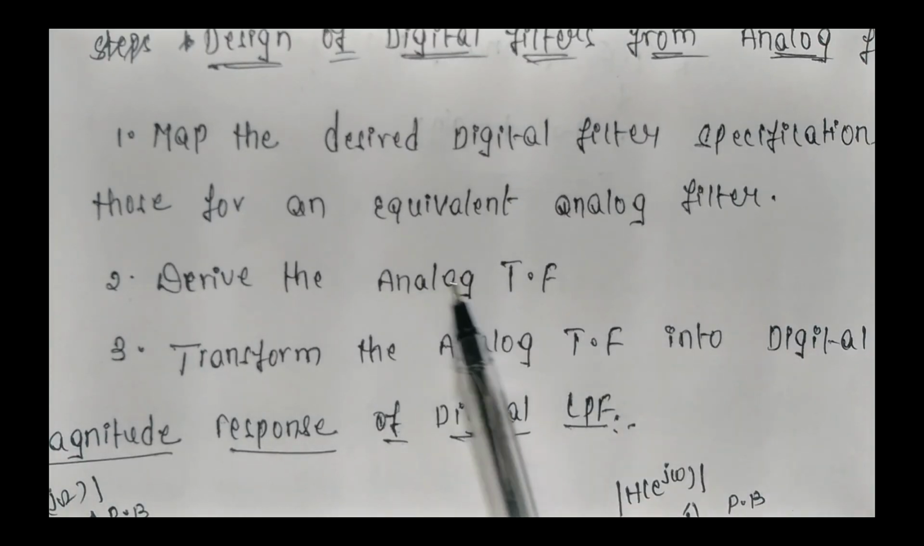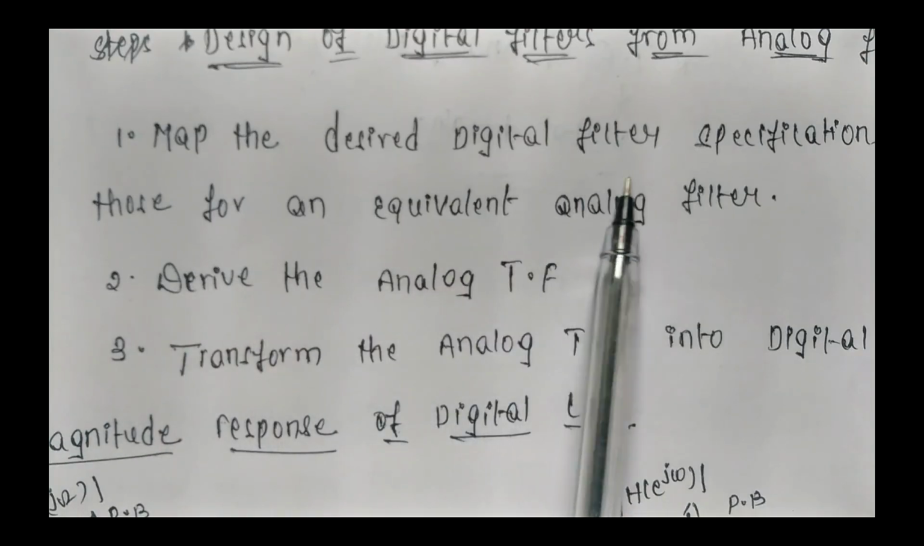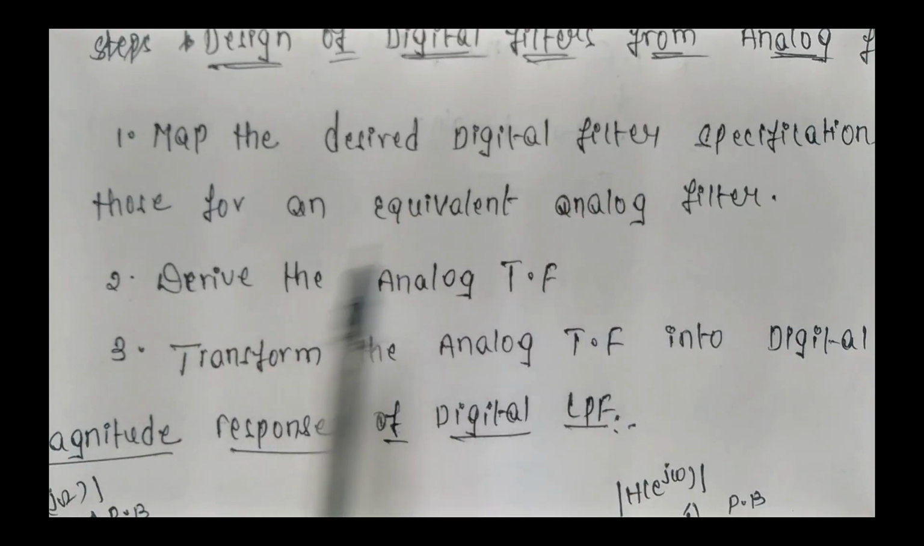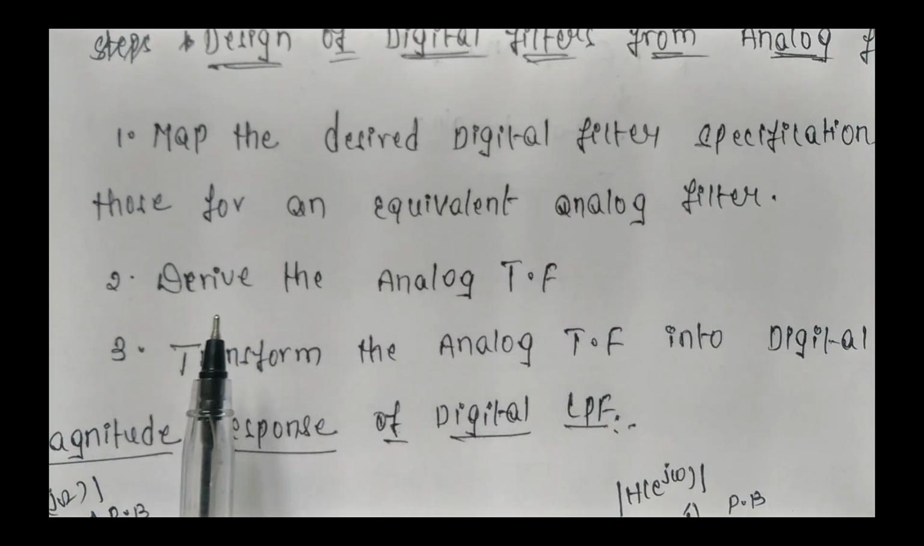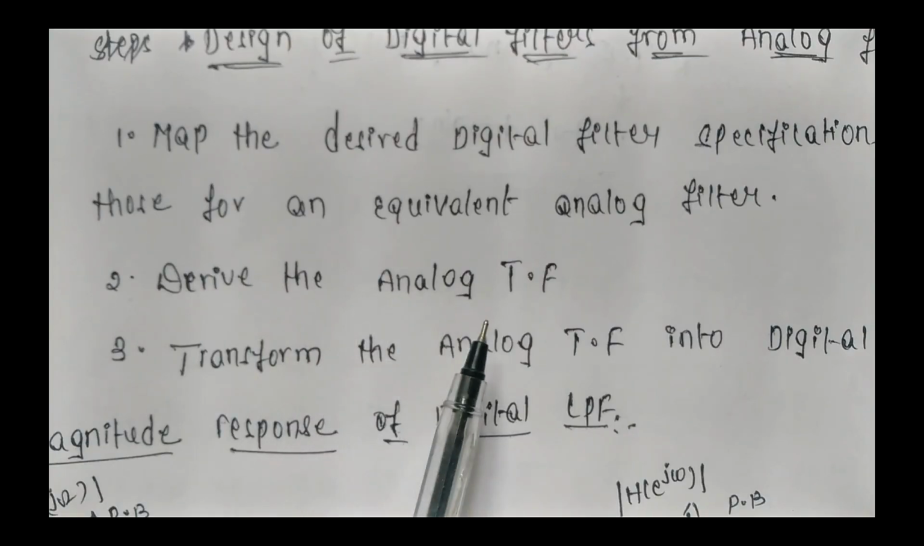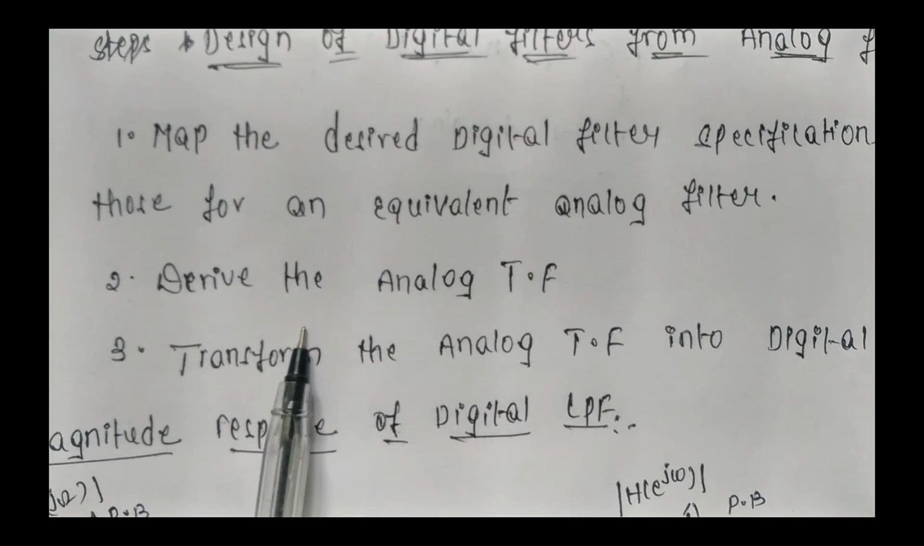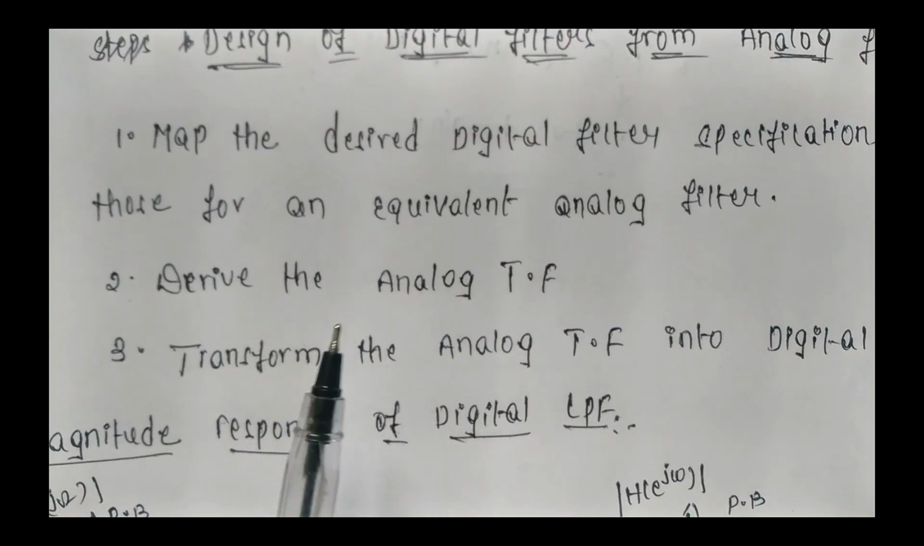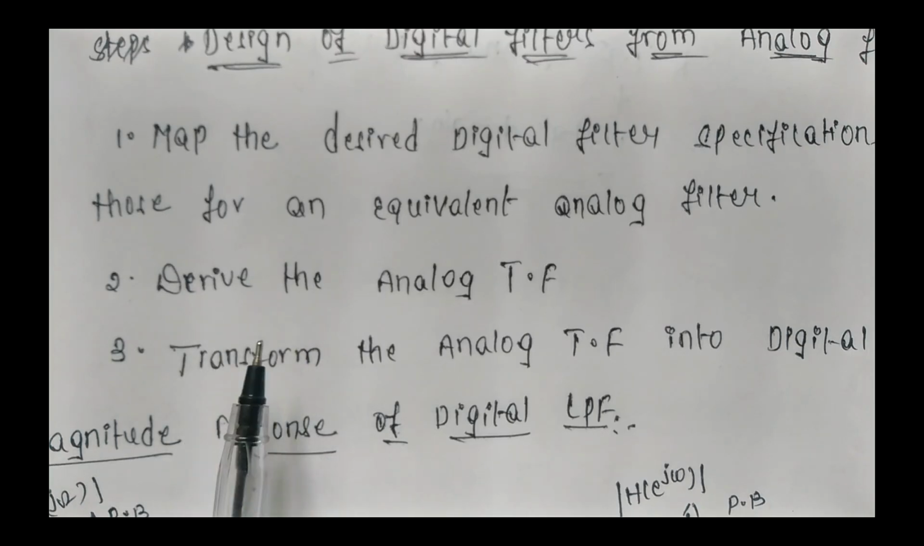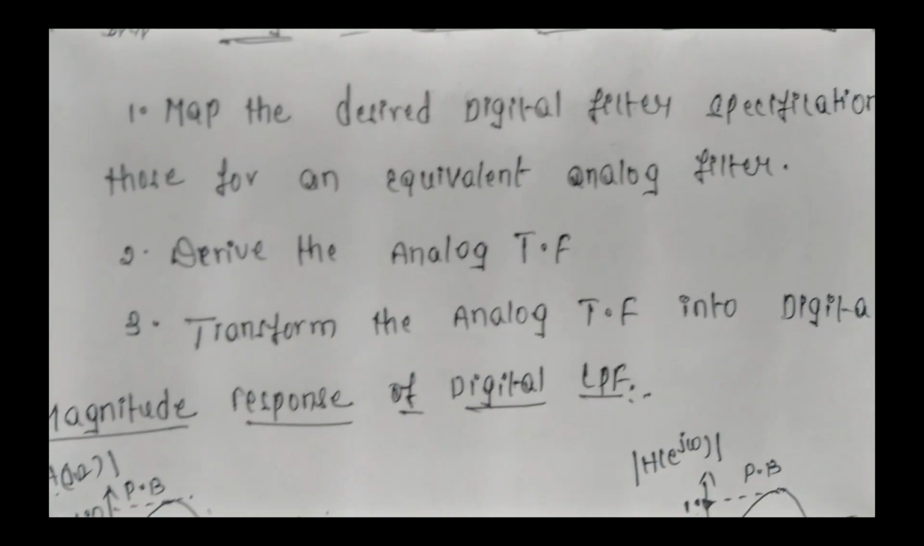So the indirect method of designing filters means we are designing the transfer function of the analog filter. It means designing the filter in the analog domain, and after that converting the analog filter into the digital filter. This is the important point you have to note down.